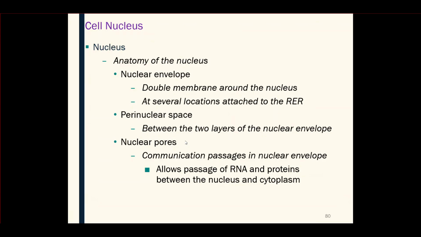They're connected. Between the two membranes, there's a little bit of space known as the perinuclear space, right? That's just the space between the two membranes of the nuclear envelope. This nuclear envelope is not continuous. It's not just one solid membrane. It actually has openings that we call nuclear pores. These are communication passages in the nuclear envelope, and they allow for the passage of RNA and proteins from the nucleus into the cytoplasm.